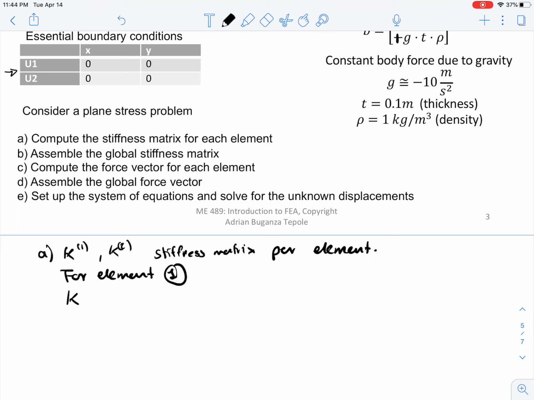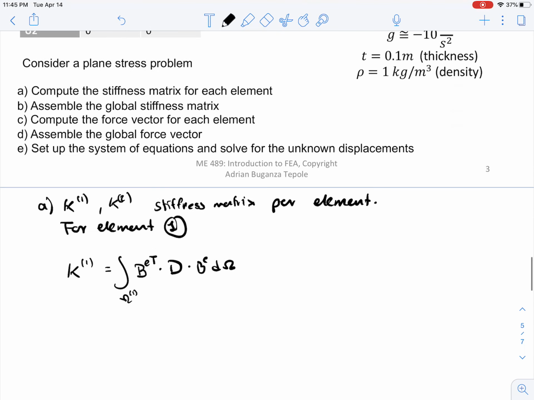And if you recall the definition of the stiffness matrix, so for element 1, this definition is true always. So this will be the integral over the element, so the integral of the first triangle of the B matrix transpose times this D matrix times B over the triangle. Right, so this is the integral that we will need to do.